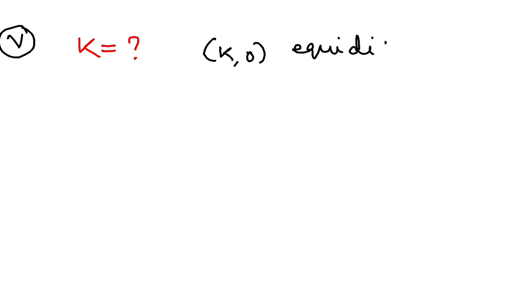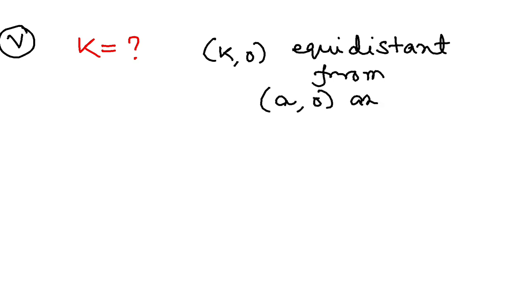Now question number 5 says, for what value of k will the point k comma 0 be equidistant from a comma 0 and minus 5a comma 0. Okay, so that means this point k comma 0 is equidistant from a comma 0 and minus 5a comma 0.